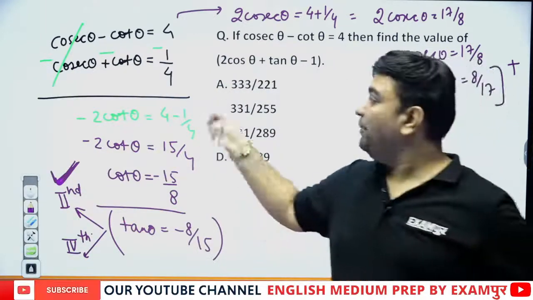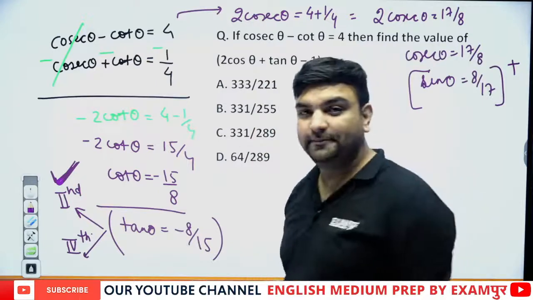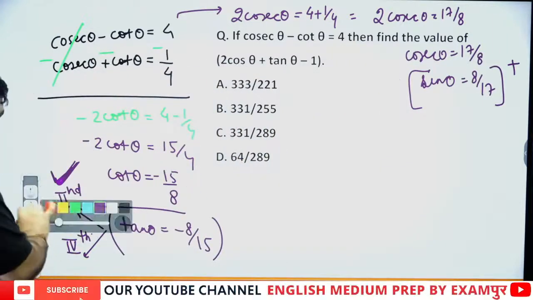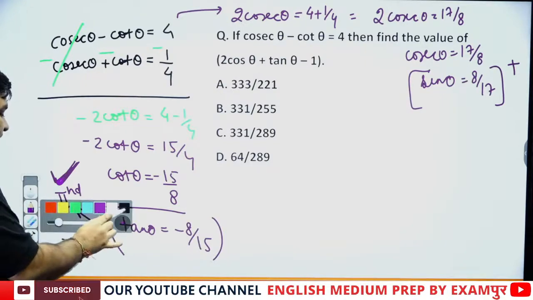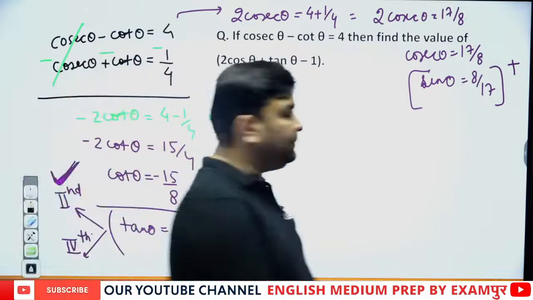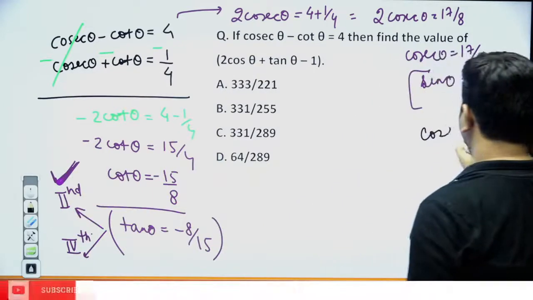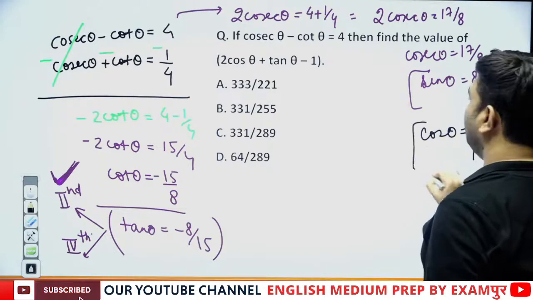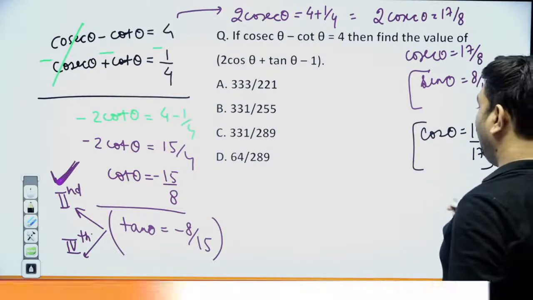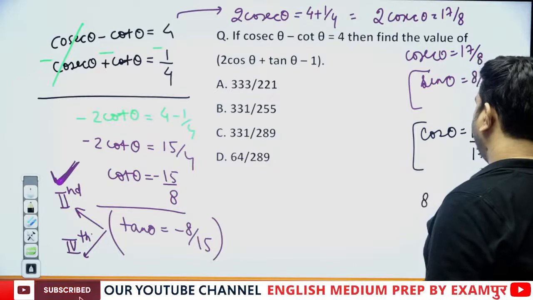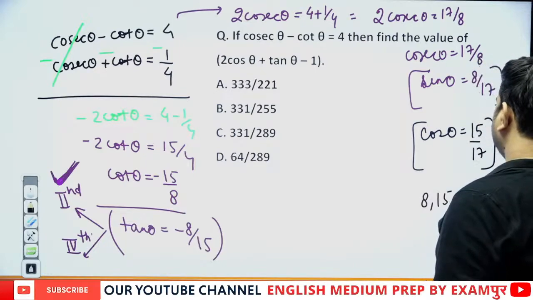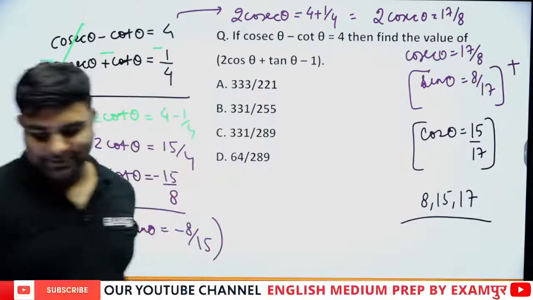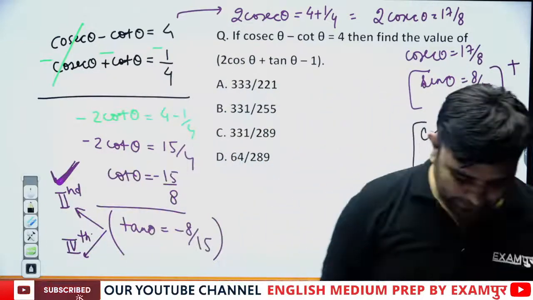I doubt the examiner would have thought this much. Let's see. Okay, 8 by 17. If sine theta is 8 by 17, cos theta is 15 by 17, because of the triplet, the triplet of 8, 15, 17. I think this question will turn out to be wrong in the end, as far as I can see.